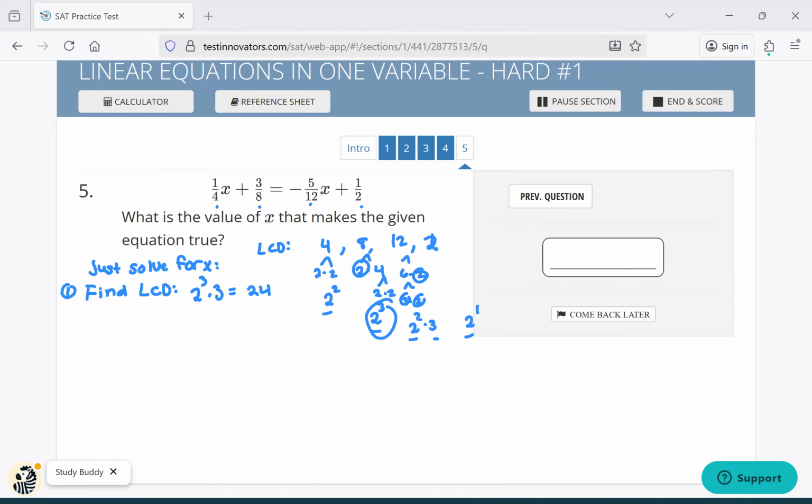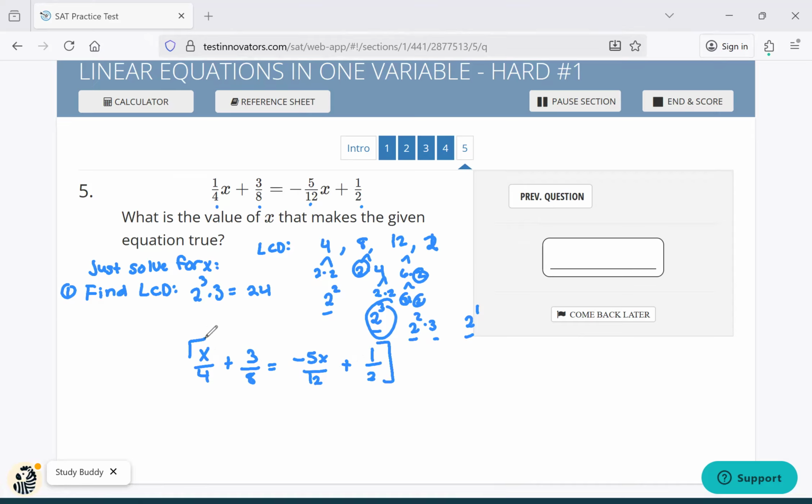Okay, so what I'm going to do next is you see this 1/4 x. Some people feel it's easier if you put that x on top. So you could say x over 4 plus 3 over 8 equals, this x is in the center, so you could put that on the top, negative 5x over 12 plus 1/2.